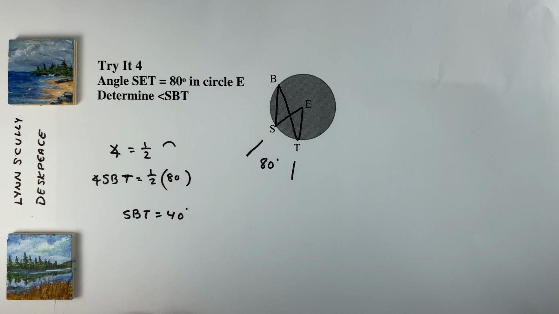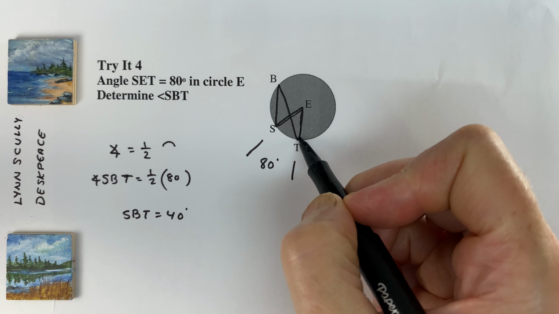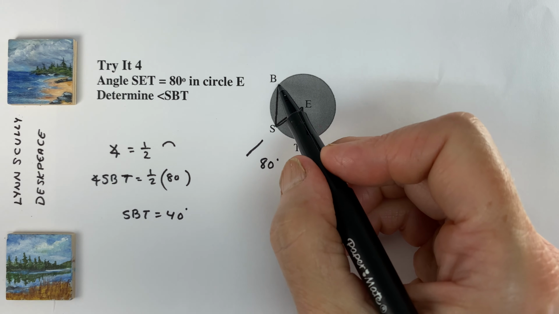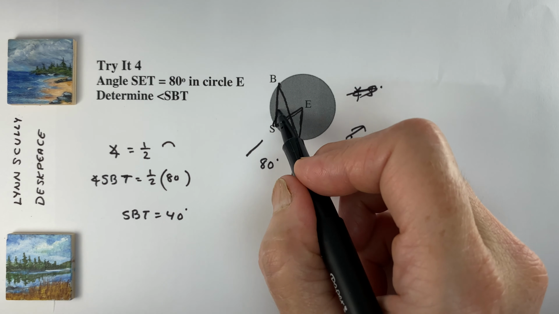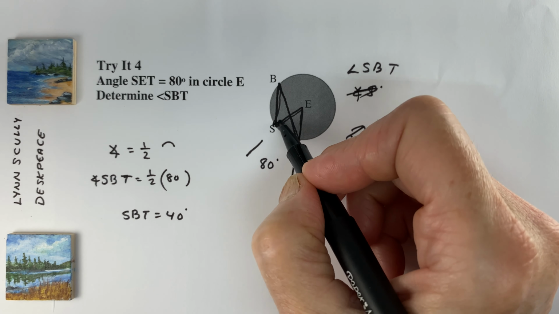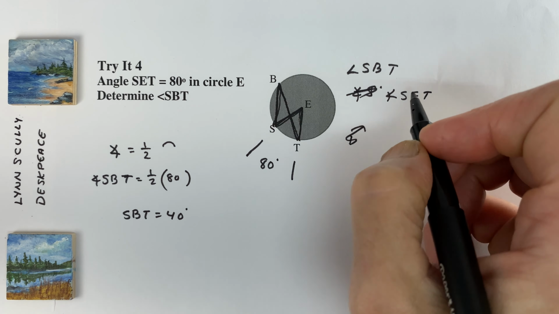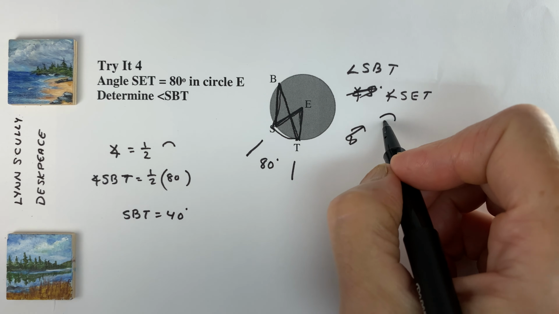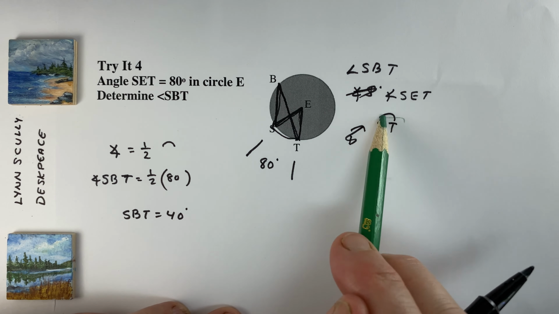Okay, here's the solution to try it 4, and this one just looked different than the other ones. It is the same exact situation. I have a central angle opening to an arc of 80 degrees, and my inscribed angle is opening to that same arc. This angle would be angle SBT, and this central angle is angle SET, and the arc is ST. So do you see how the arc is ST?